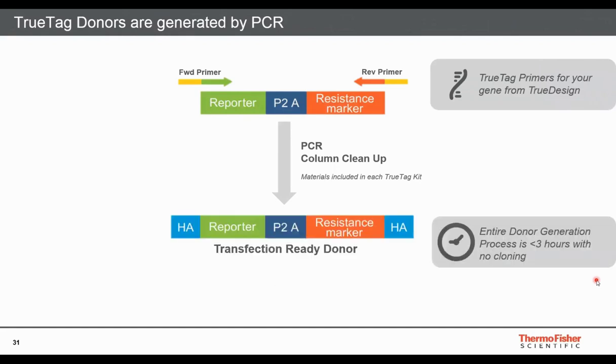Once you go through the PCR and column cleanup, you then have a transfection-ready donor that's going to have your left and right homology arms added, flanking your insertion, which is the reporter P2A resistance marker construct. And this entire process for making this donor we've reduced to less than 3 hours, and it includes no cloning steps.